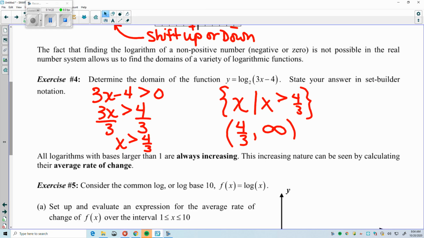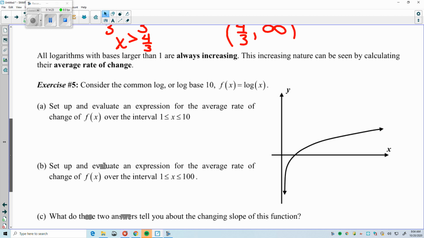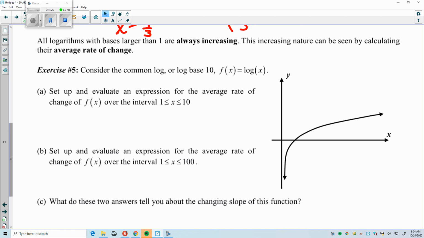Okay, and then we have our last question here. All logs with bases larger than 1 are always increasing. This increasing nature can be seen by calculating their average rate of change. Remember, that's kind of like slope for a line. So we're going to consider our common log, and we're going to set up and evaluate an expression for the average rate of change over the interval from 1 to 10.